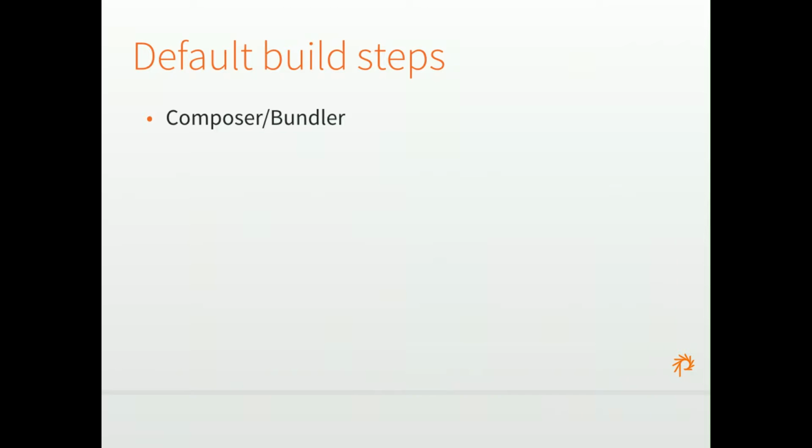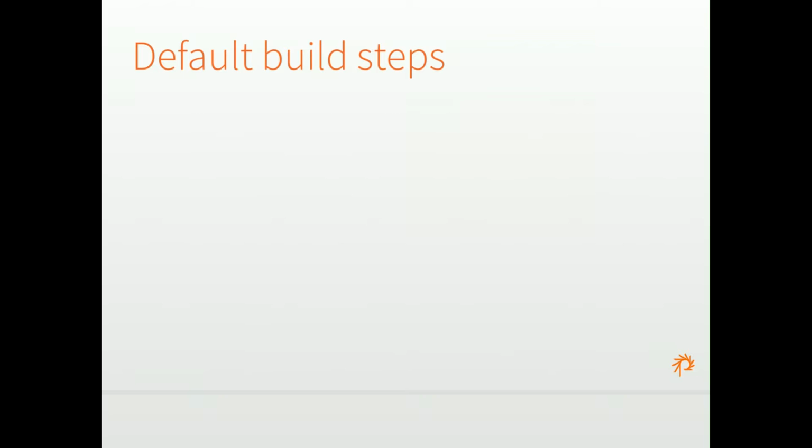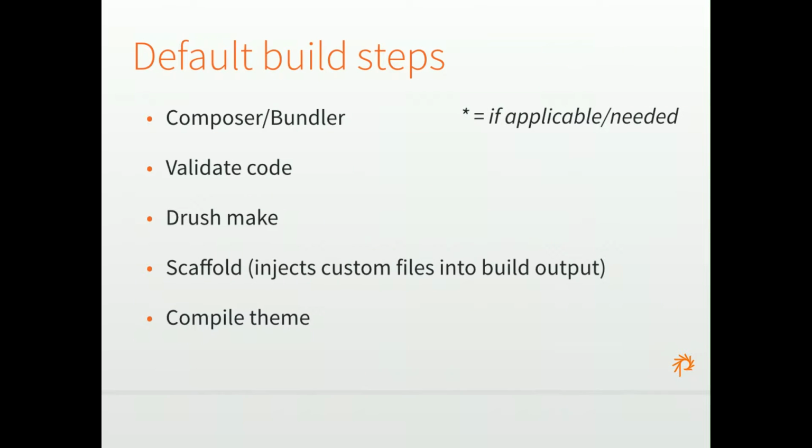First, it's going to run Composer and Bundler to pull in dependencies for tools that it's using. It's going to run some code quality checkers. It's going to run Drush make to set up your core and contrib. It's then going to take the custom code and files that are in that source directory and inject them into the build output. It can run theme compilation like Compass.